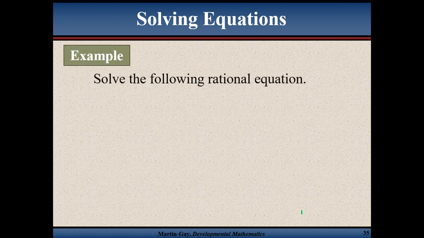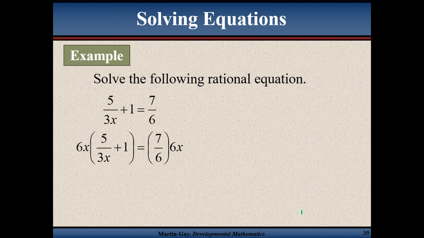Solve the following rational equations. So we have here, ayan. Diba? So we have 5 over 3x plus 1 is equal to 7 over 6. Diba? So we use the 6x. Diba? Okay. So pag chinek natin yan, so this is ilan?